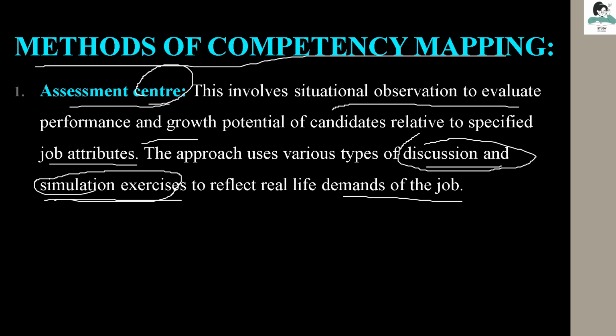See, it's a process of analyzing the potential of the individual. Okay, it involves discussion and simulation exercises. What do you mean by discussions? Like group discussion or case study, right? They'll give you a topic and ask you to express your ideas and solve the problems, right? Simulations means what? They will recreate a scenario. Okay, they'll recreate a scenario and ask you to perform.